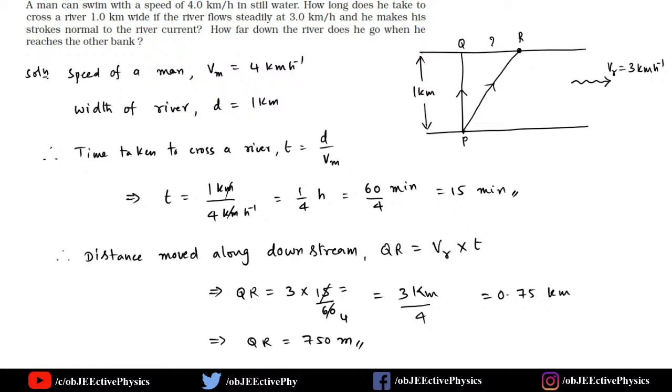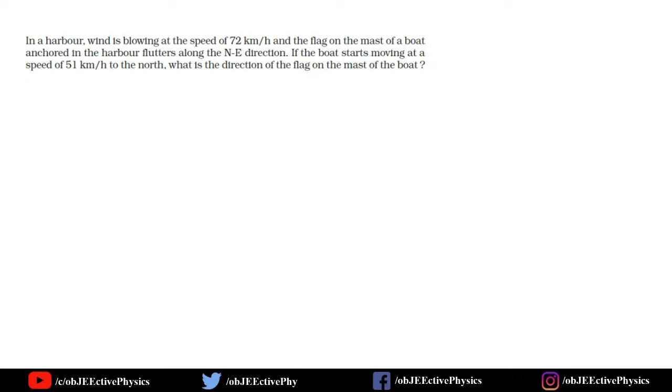So first of all, how much time will he take to cross the river? The time is equal to width of the river by speed of the man, that is 15 minutes or 1 by 4th of an hour. In that time, how much distance did he move along the downstream? Distance is equal to velocity of river into time. So 750 meters.